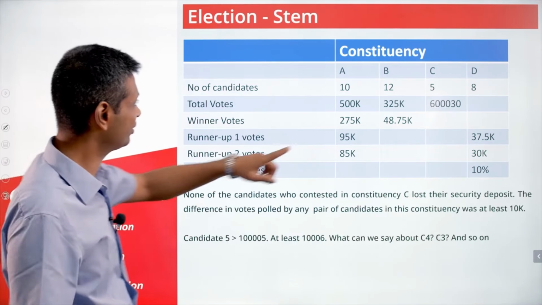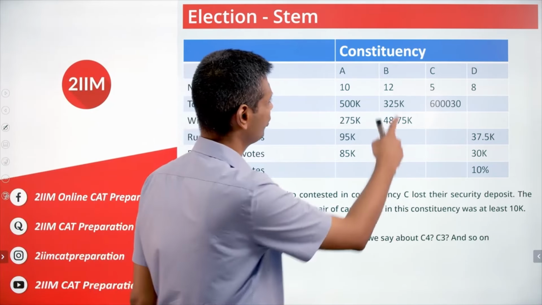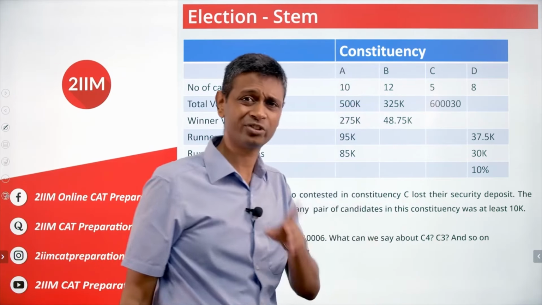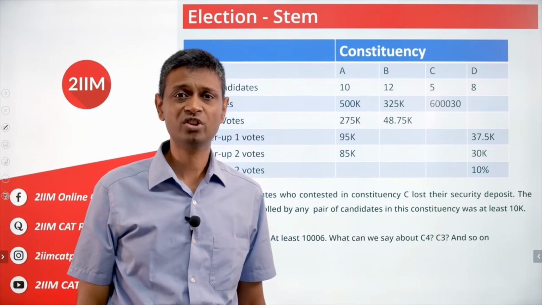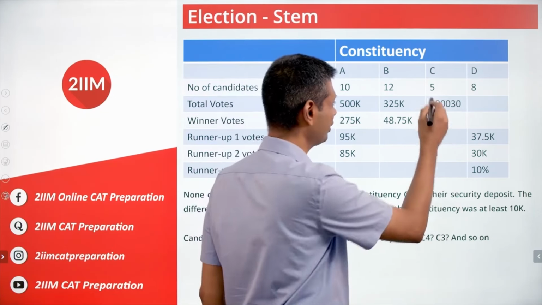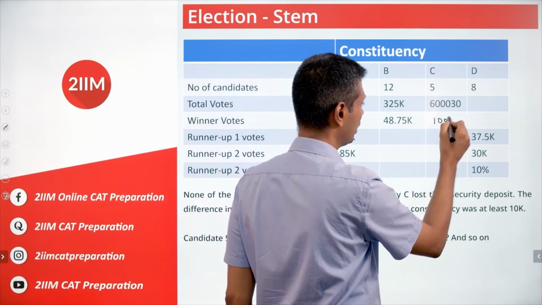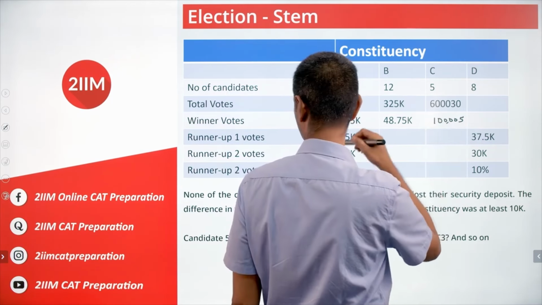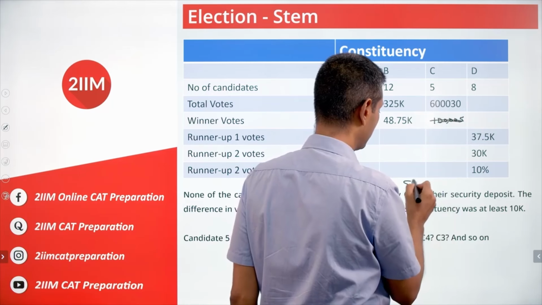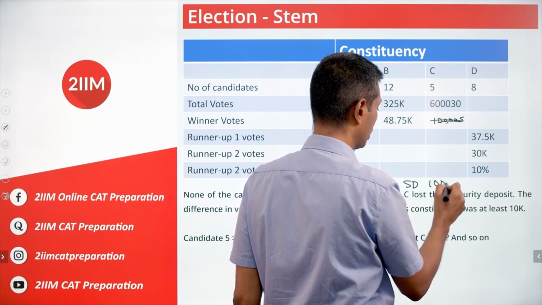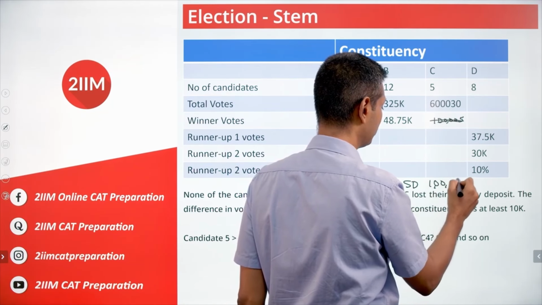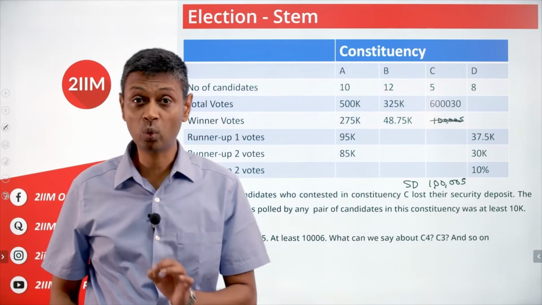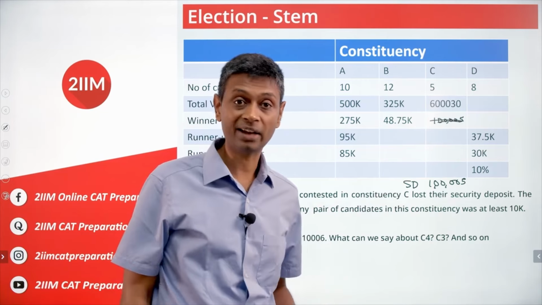So this is constituency C. 1/6 of 6,30,000. 1/6 of 6 lakh is 1 lakh. 1/6 of 30 is 5. So the security deposit number is 1 lakh and 5 thousand. I'm not saying that's a winner number, that's the security deposit number, 1,05,000. Nobody lost their security deposit. That means everyone won more than 1 lakh 5.